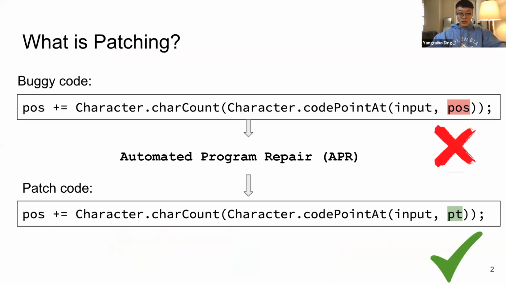Let's see what patching is. Patching is a task to fix buggy code, as shown in this example taken from the Defects4J benchmark. Here, the variable post is used by mistake, and an auto-patching tool should replace post with the correct variable PT.